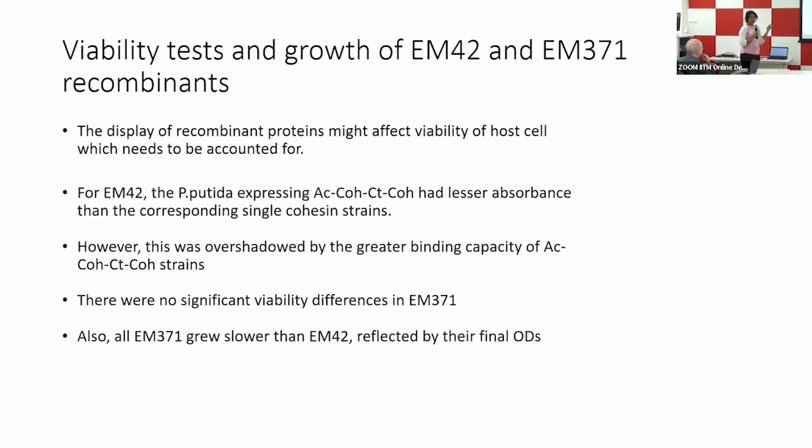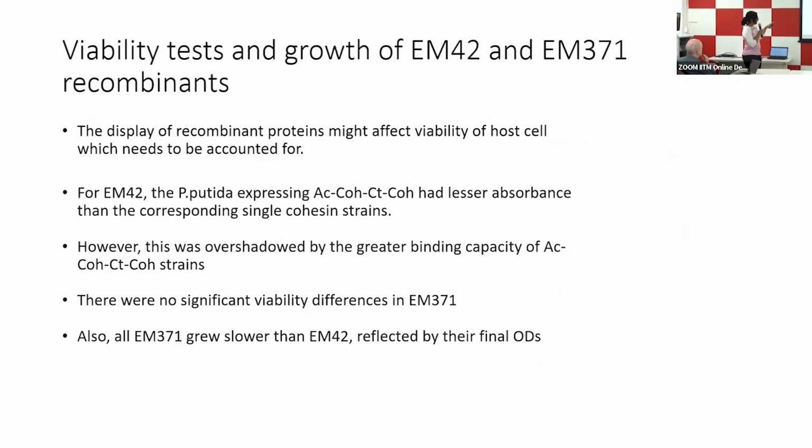And finally, we have now discussed the various factors, the cohesin-dockerin pairing and the secretion pathways, but all of these are related to just the binding on the surface. Now we discuss the display of the recombinant proteins affecting the viability of the host cells. We've seen in EM42 that the P. putida expressing both the cohesins AC and CT had a lesser absorbance than the ones showing a single cohesin. This wasn't present in EM371.